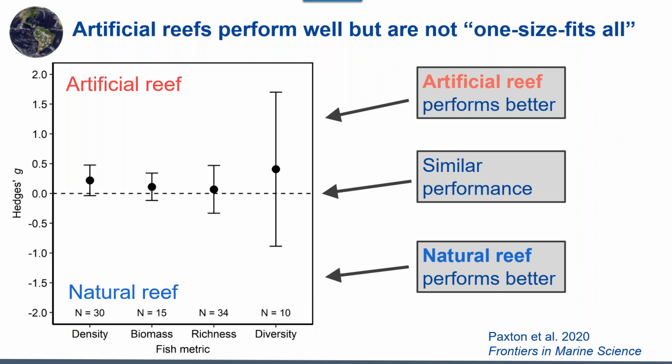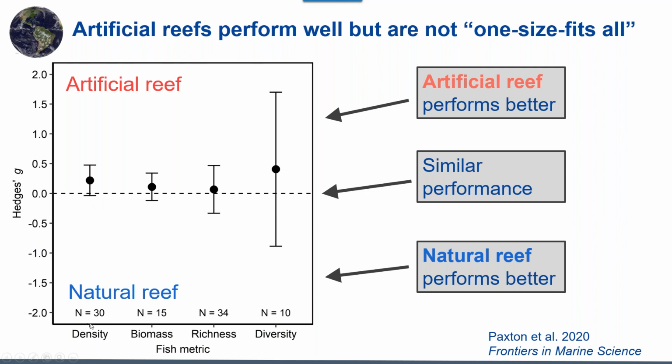And so what we found is that for density, biomass, and our 2 other metrics, richness and diversity, the performance of artificial reefs globally was similar to that of natural reefs. You'll note that for density, the mean effect size is in the positive, suggesting that artificial reefs may perform better, but the error bars here are extending across that 0 line, telling us that statistically there is similar performance.